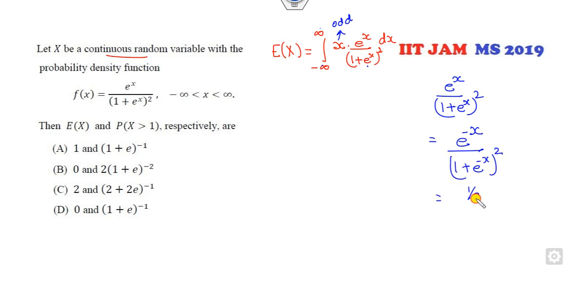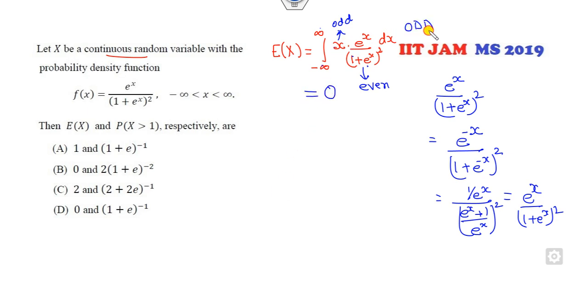You can see it is 1 over e raised to power x. I can take the LCM. This is e raised to power x whole square. So what is that? It becomes x over 1 plus e to the x, same term. So this is an even function. One part is even, the other is odd. If you multiply them, it will be 0, because the whole integrand is odd, and the integral from minus infinity to plus infinity of an odd function is 0. So this option is cancelled.